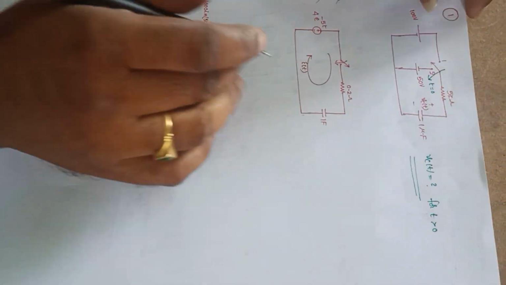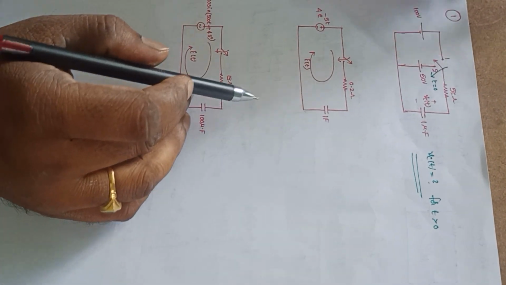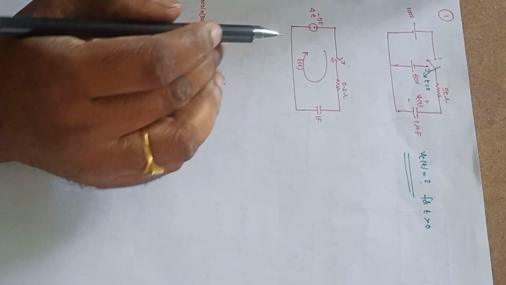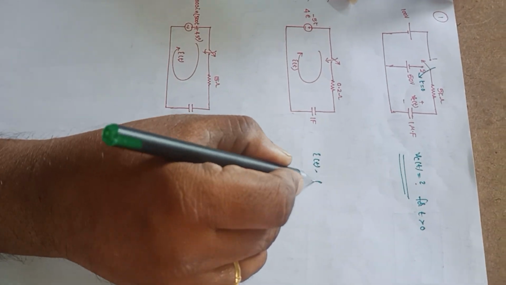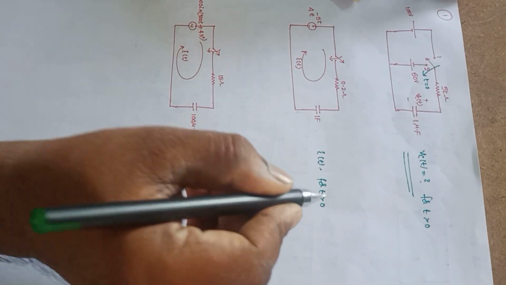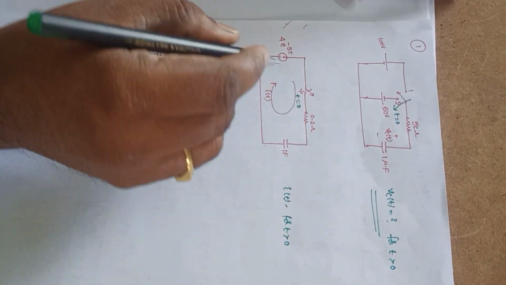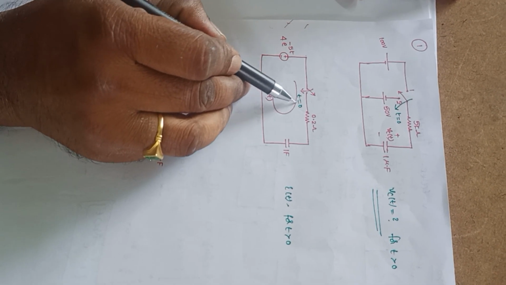Next problem is this one. This is an RC circuit in which we need to find the expression for I of t, for t greater than 0, and the switch is closed at t is equal to 0. From this position we can understand that the switch is closed at t is equal to 0.